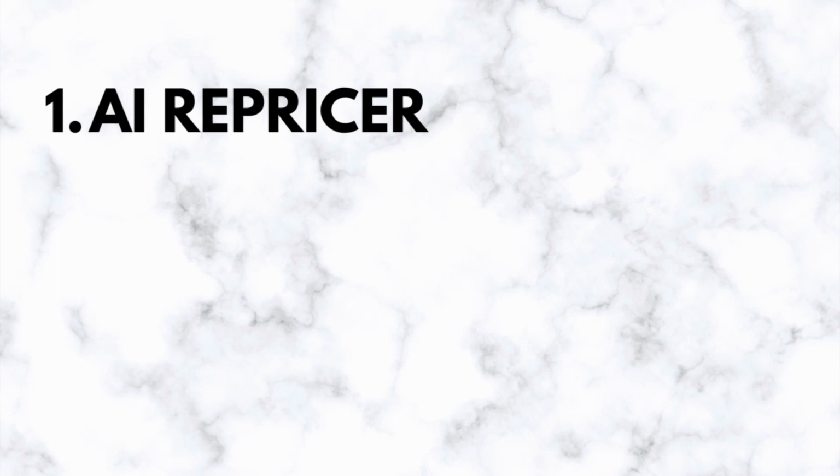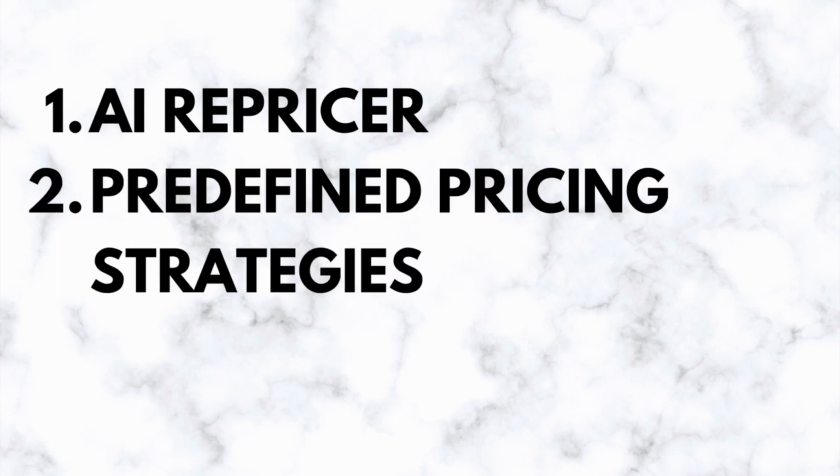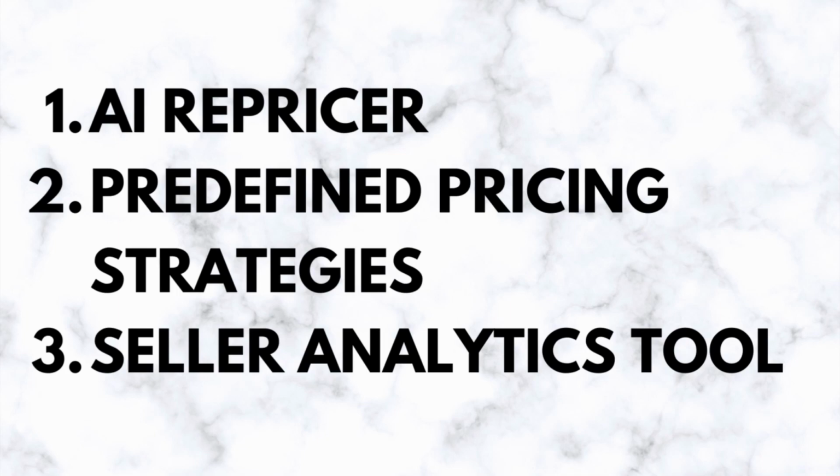So how does SellerSnap work? Well, it consists of three main components. One is the AI Repricer. Two would be predefined pricing strategies. And three would be the seller analytics tool.